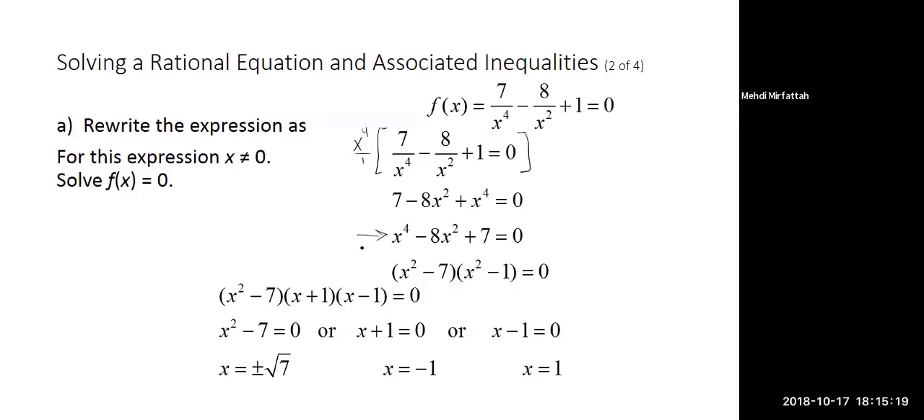I can write it in the standard form. You get x to the power of 4 minus 8x to the power of 2 plus 7 equal to 0. I know how to factor this. And here I get a difference of squares. I can factor it again. So here would be my zeros. X squared minus 7 equal to 0. I get two solutions out of that. X would be equal to plus and minus radical 7. Then I would get x equal to plus and minus 1.